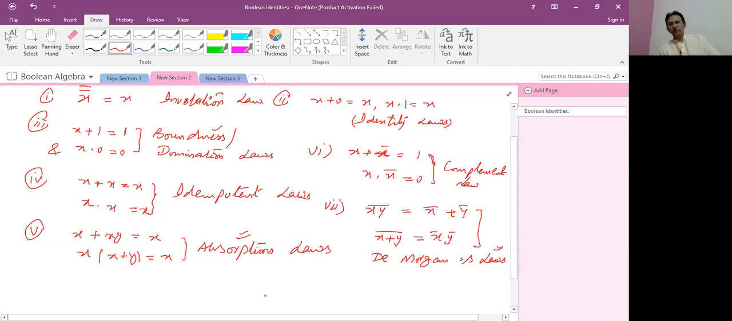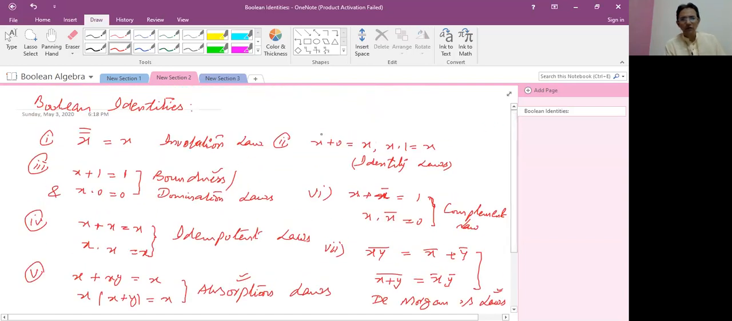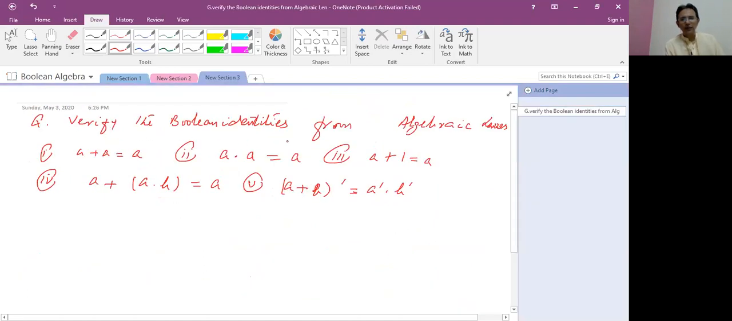So students, we prove all these rules with the help of algebraic laws. So we will start now. Verify the Boolean identities from algebraic laws. So we will start now, students.